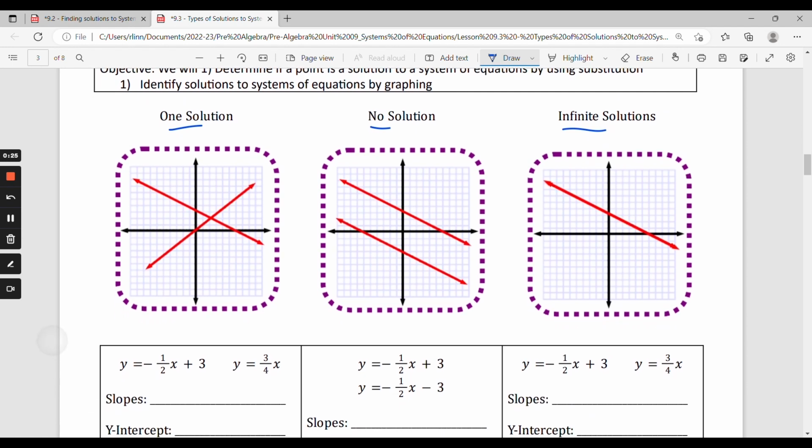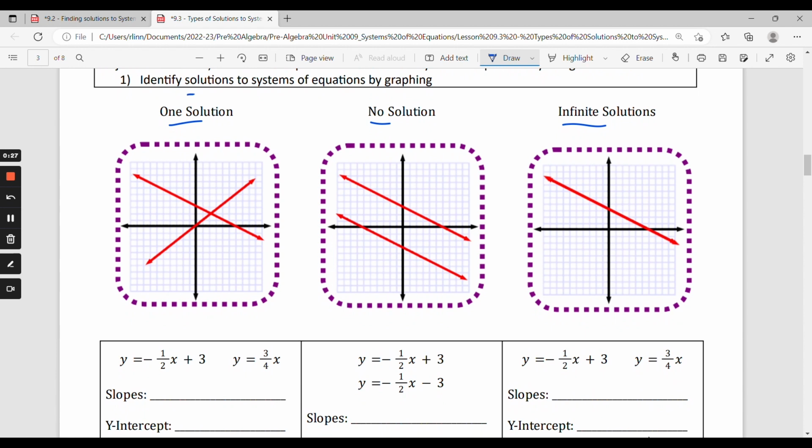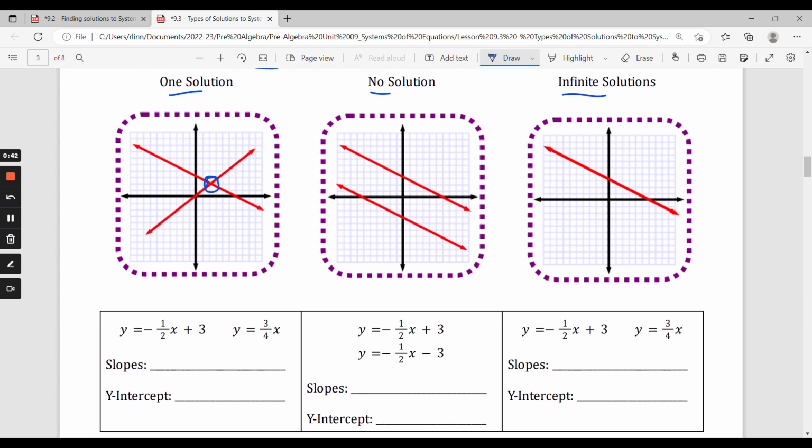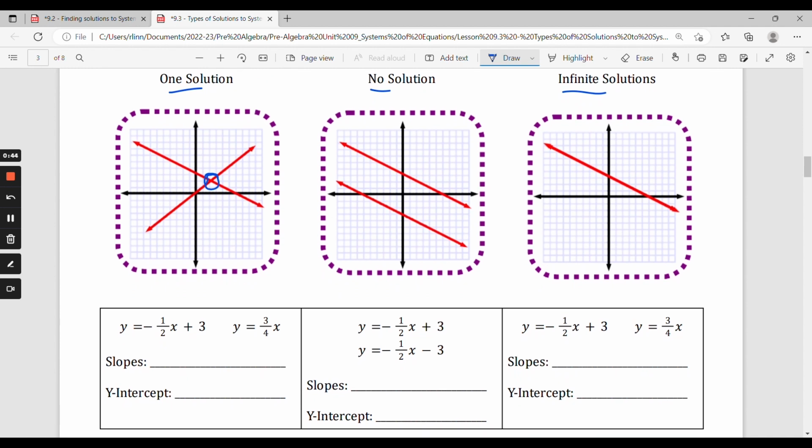When we're looking for solutions to systems of equations, we're looking for the point where those two lines cross over each other. In our instance where we have one solution, we can see here that this line crosses over the other line one time. If we were to describe these two lines, we'd say the slopes of these two lines are different. We have two different slopes.